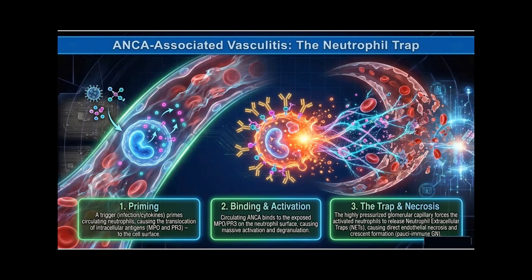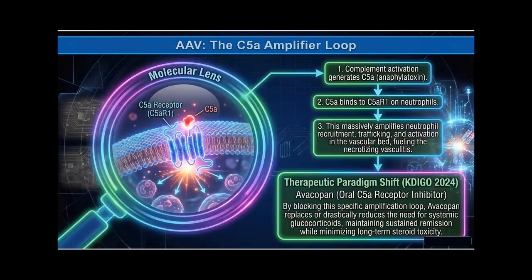This is ANCA-associated neutrophil trap. This is called the NET, neutrophil extracellular trap, and pauci-immune glomerulonephritis. Then you have got the AAV, the C5 amplifier loop. There is a C5a receptor in the glomerular basement membrane, and it will be attracted by the C5a complement, and complement activation generates anaphylatoxin. C5a binds to the C5a1 receptor, massively amplifies the neutrophil recruitment, trafficking, and activation in the intravascular bed, fueling the necrotizing vasculitis.